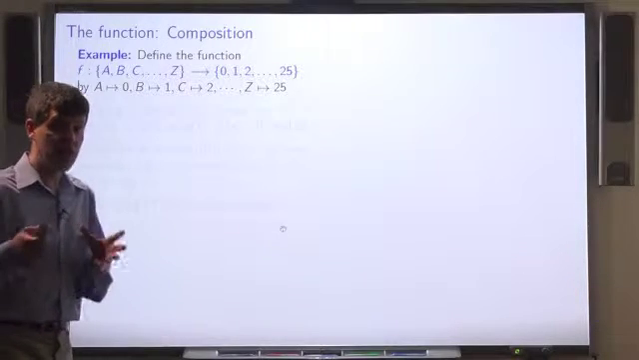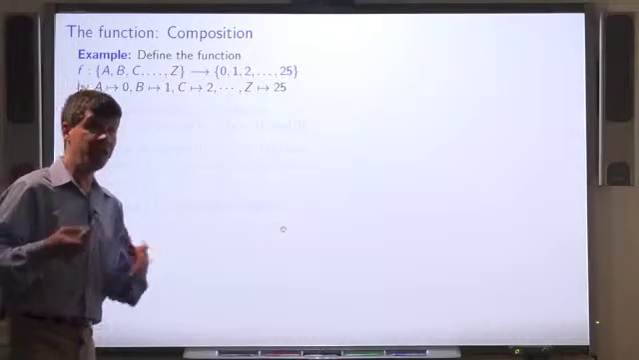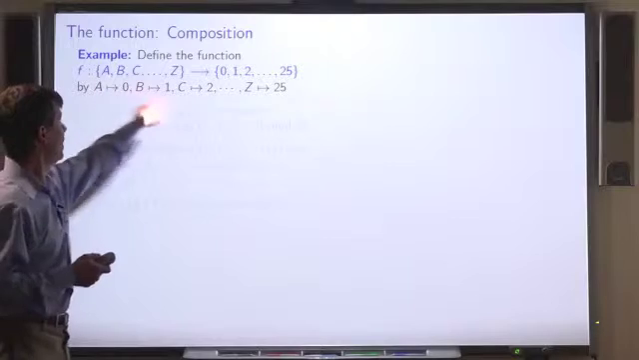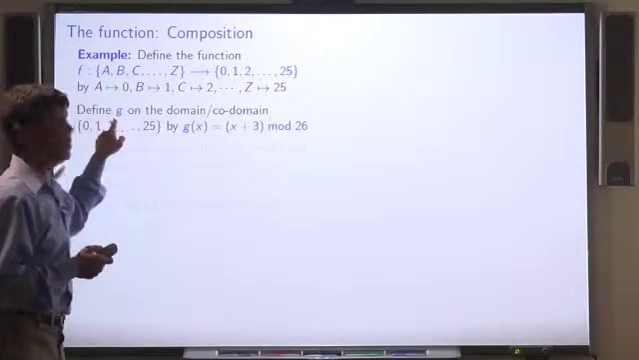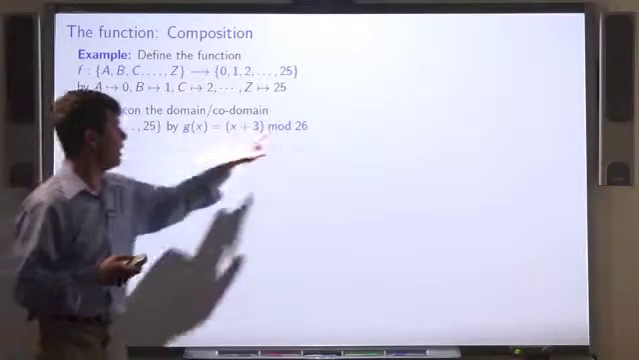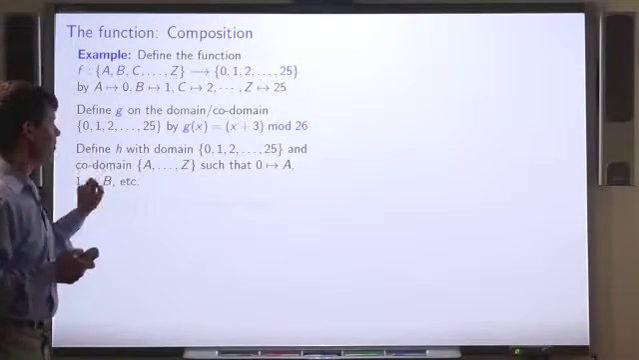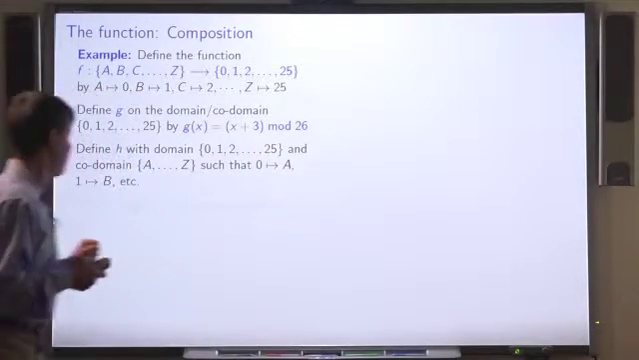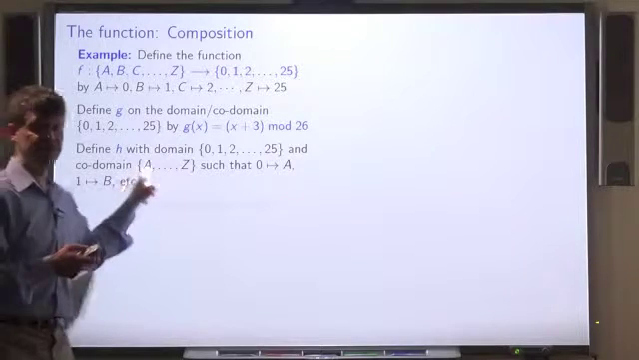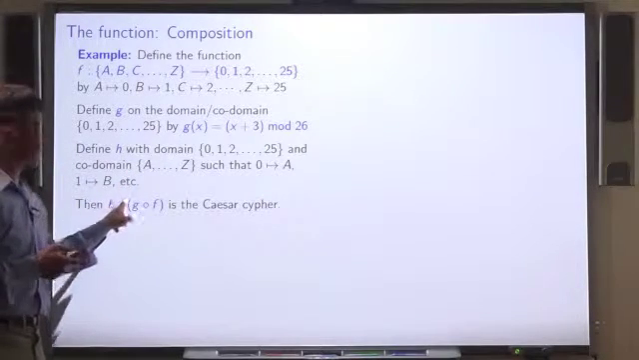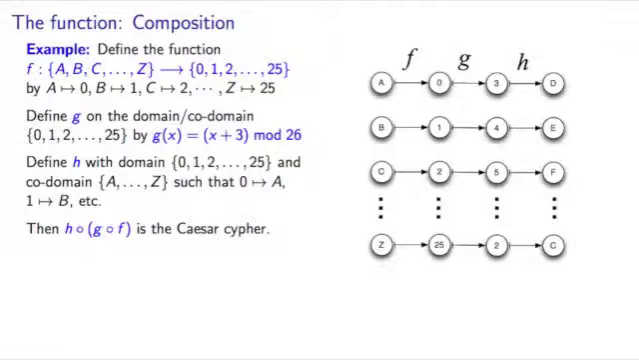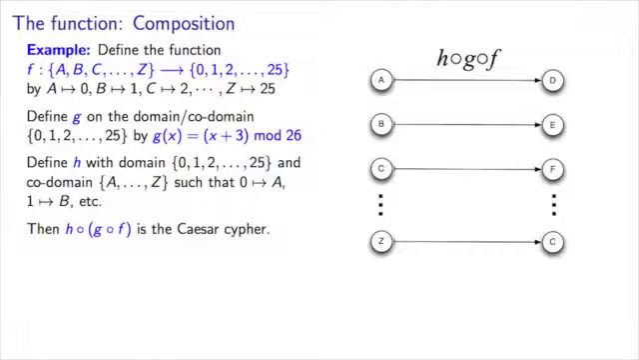Now let's use composition to derive the Caesar encryption function. First, we define the function f by mapping a to 0, b to 1, c to 2, and so on. Define g to be the function that adds 3 mod 26, and define h to be the function that goes back from the integers 0 through 25 to the letters a through z. Then h composed with g composed with f is the Caesar encryption function. So here are the three functions indicated, and here's the function we get by composing all of them together.